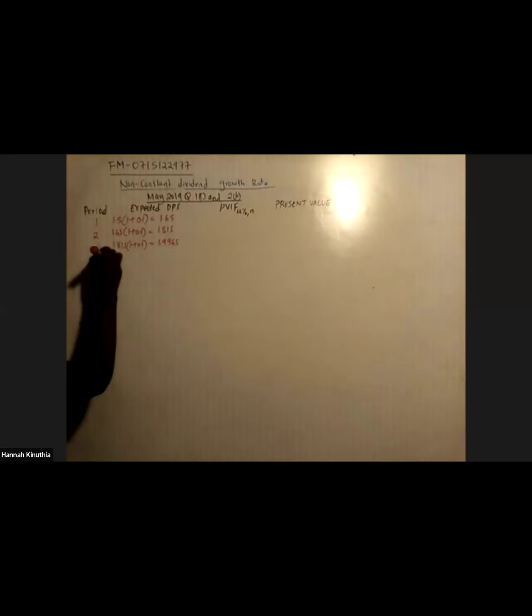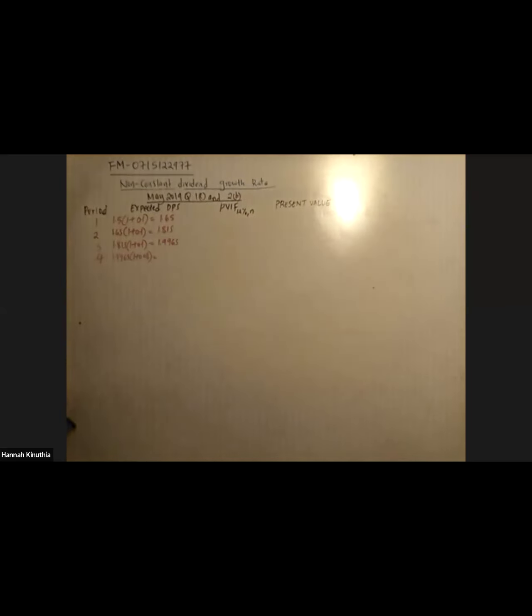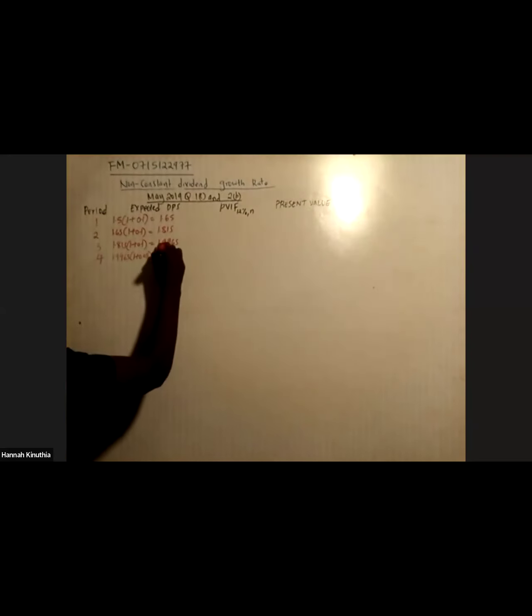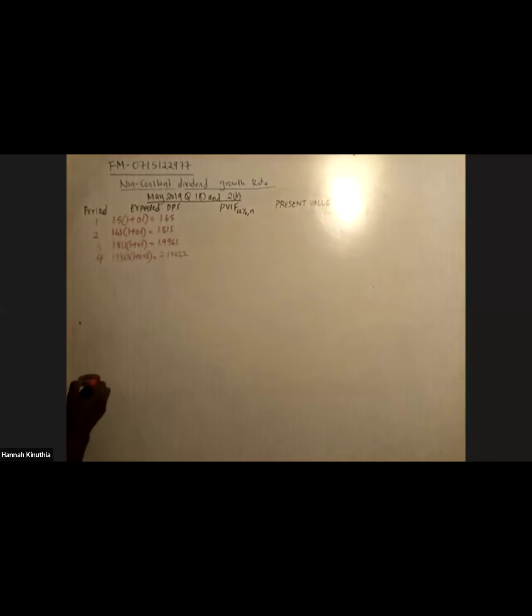So here it will now be 1.9965 times 1 plus 0.08. Now this one is for the next 2 years. So 1.9965 times 1 plus 0.08 will be equal to 2.15622. Then year 5.